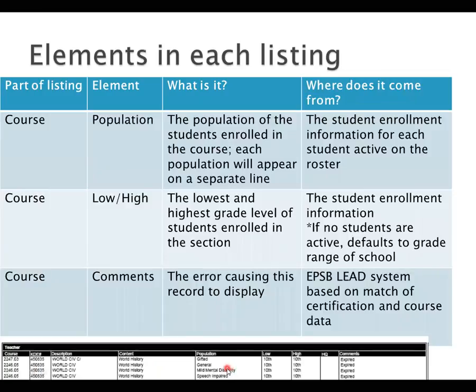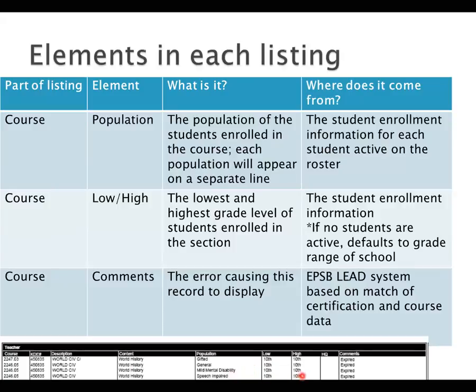Then moving on down the line, we've got the population. This shows the population of the students enrolled in the course, and each population will appear on a separate line. You'll notice the bottom 3 courses here are all section 05, but we have 3 different populations, so it will list each population on a separate line. The population comes from the student enrollment information for each student that is active on the roster, and then is aggregated into a single listing of these are the populations in the class. If there are no students in the class, the population will display as none unless a selection has been made on the section tab.